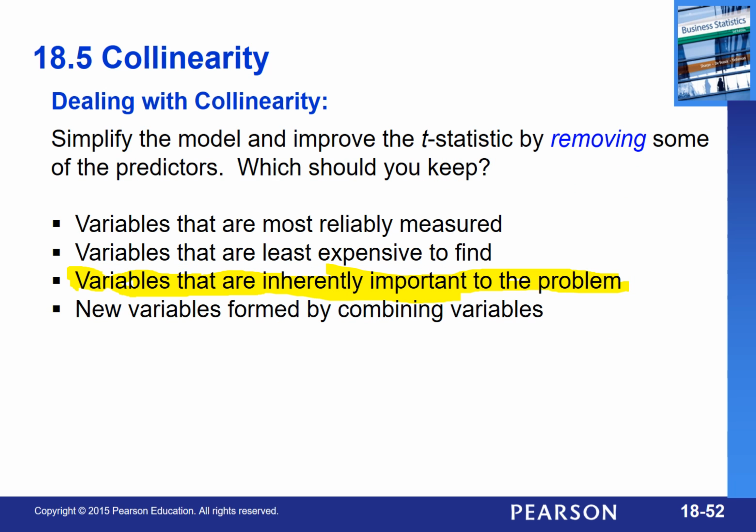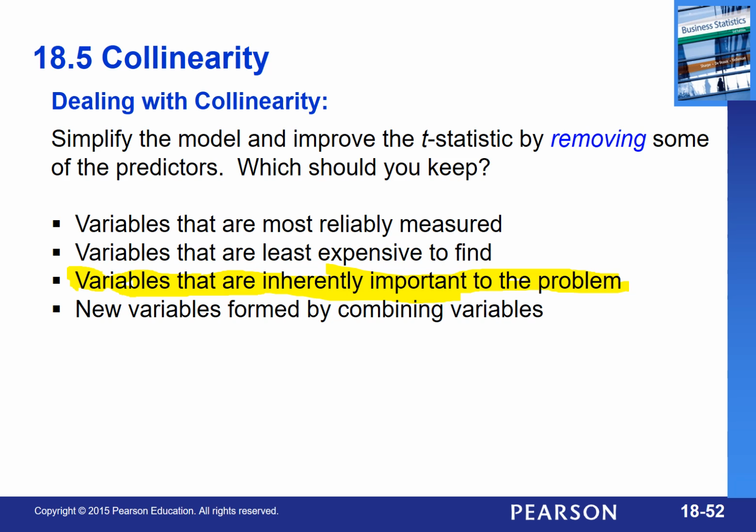Okay, so I've already stated removing. Here's how you should decide how to remove. The variables that are most reliable and measurable should be the ones that are kept. What do I mean by that? The ones you know for sure are good data you should keep. The ones that are least expensive to find, remember we are business people, stuff that is inexpensive to acquire is going to be the stuff you want to keep.